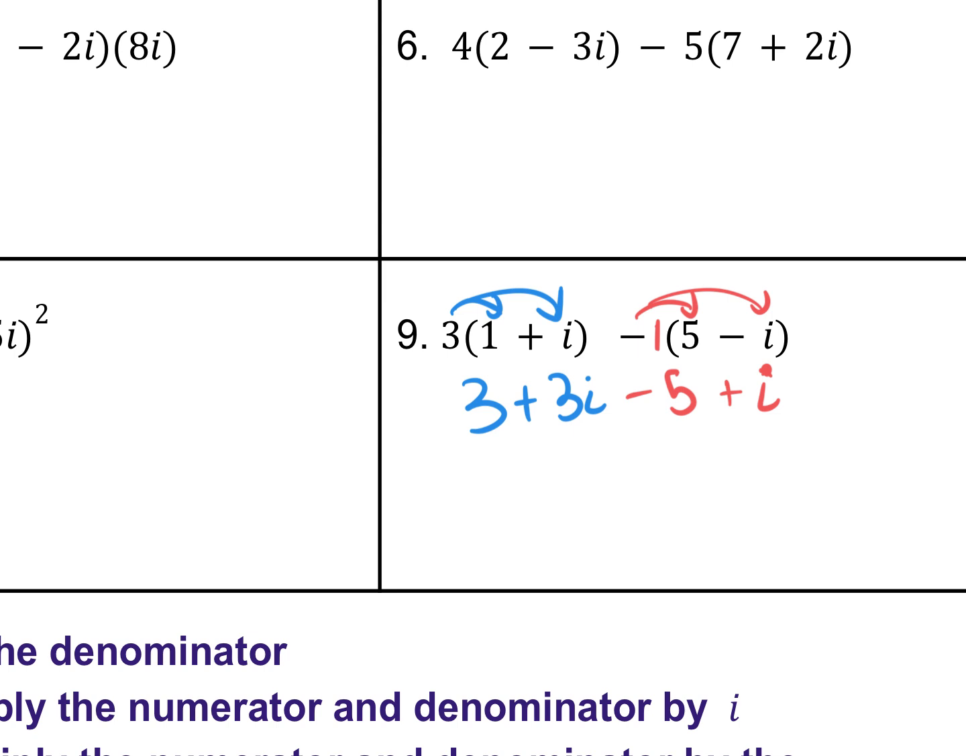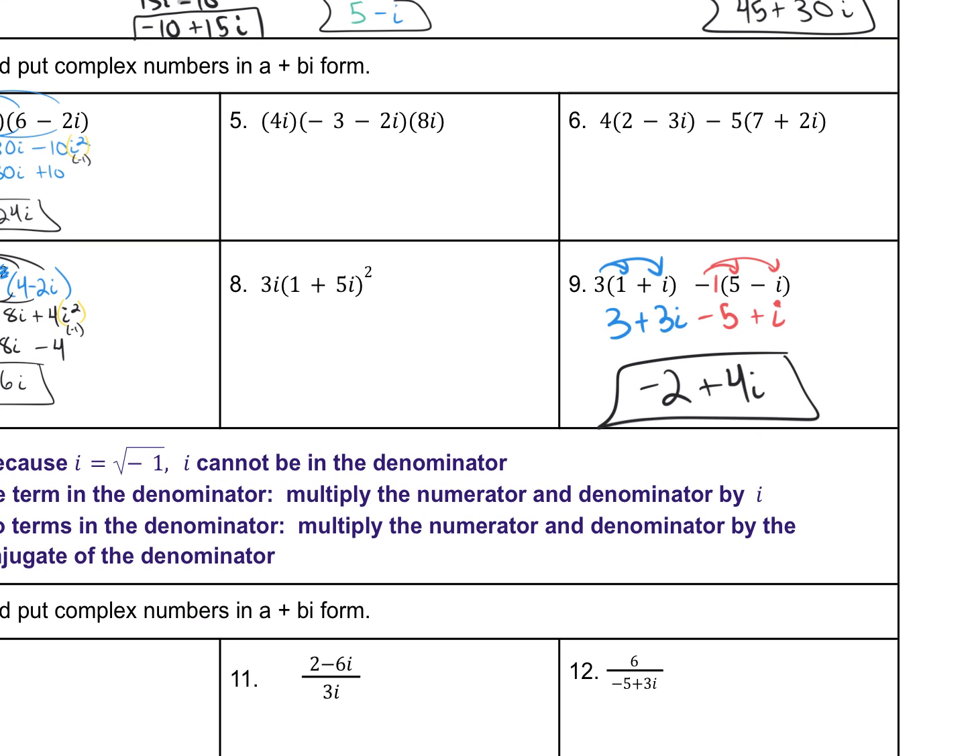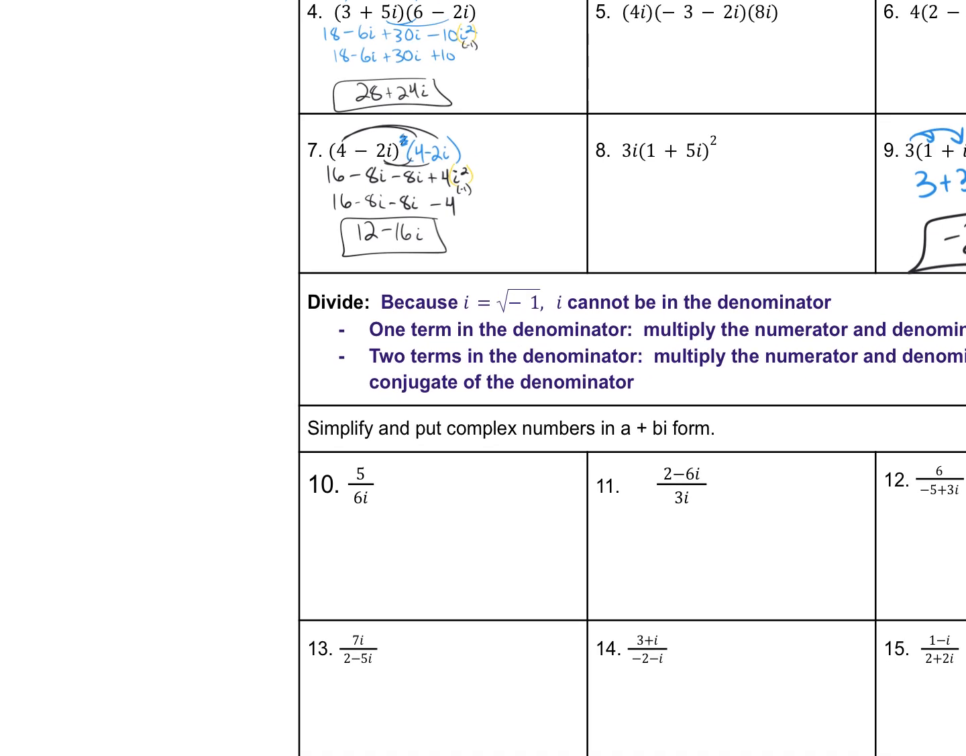And now we can just combine our like terms. So combine the real terms again. 3 minus 5 is a negative 2. 3i plus i gets me a total of 4i. Real part first, imaginary part second.